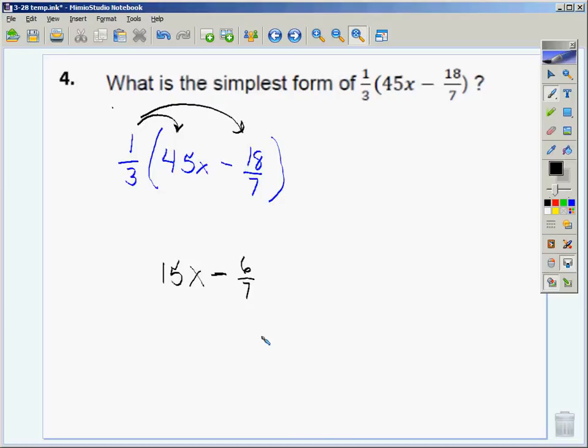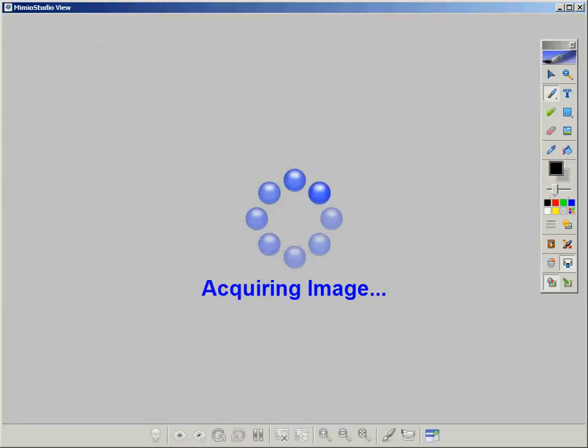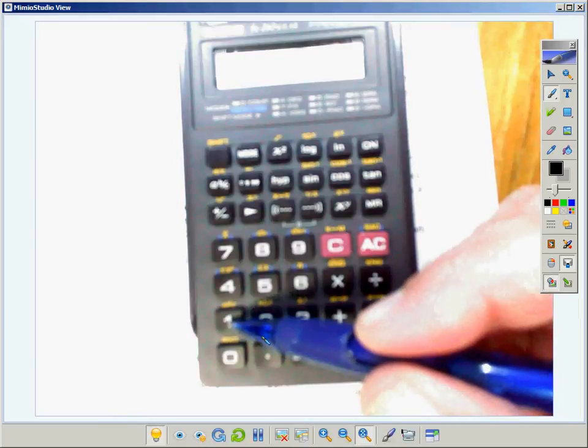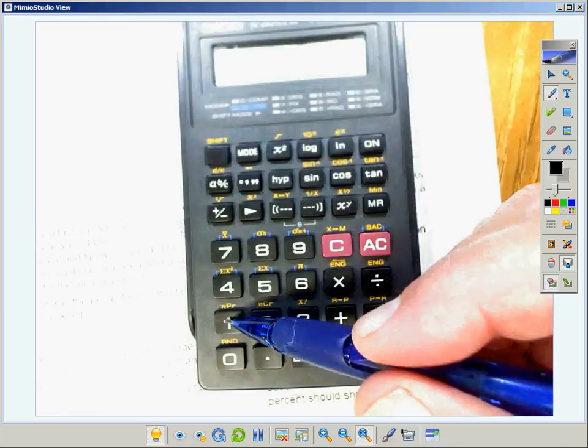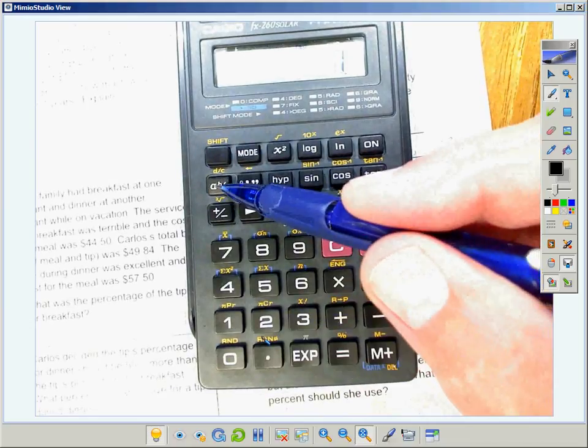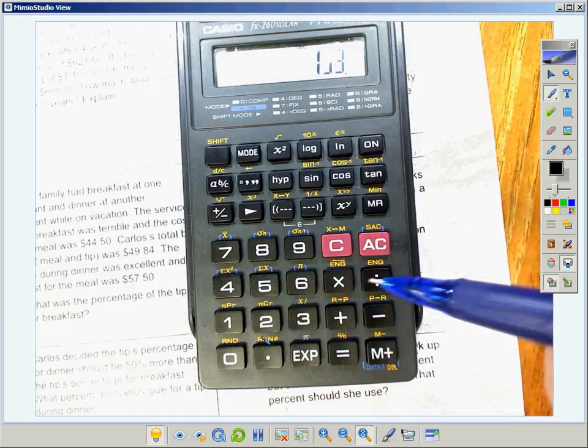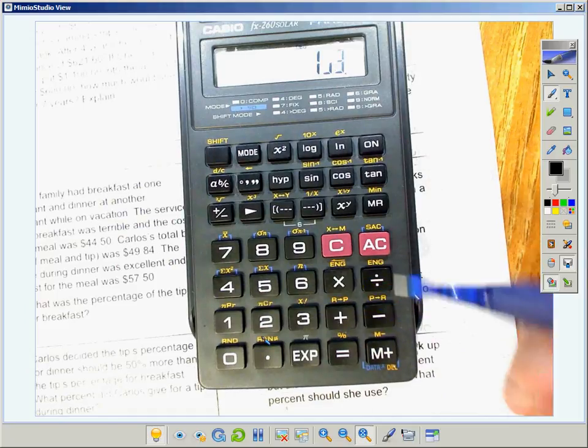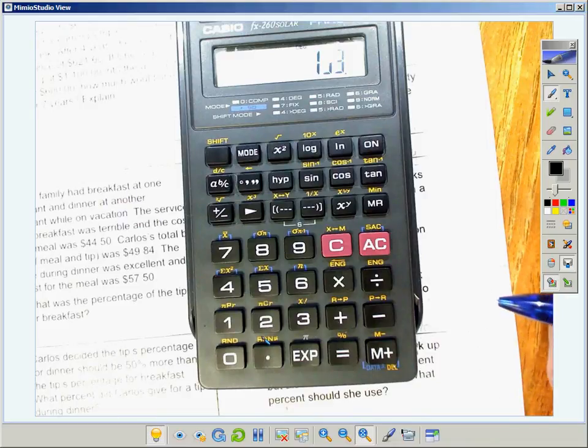Okay, so let's talk about the negative that's there and how to get it in. This is just like the 4-function calculator where you got to hit that plus minus button after you put the number in. So I'm going to put in the 1/3 first: 1, ABC button, 3, times, and what was I multiplying it by? 18 over 7, but a negative 18 over 7.